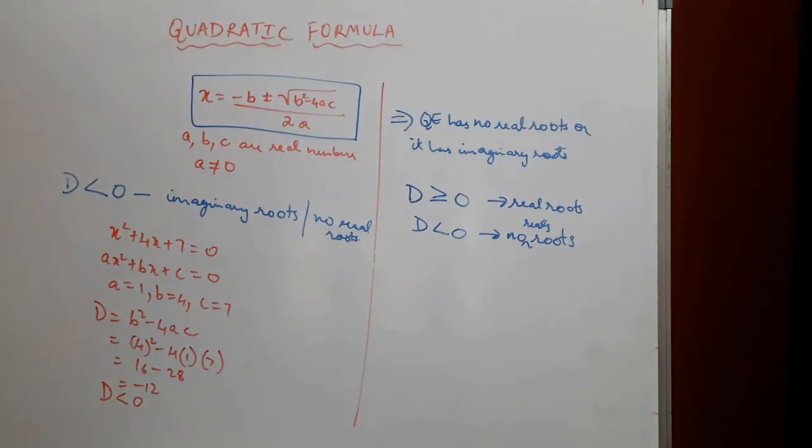With this, we cover the basics of the quadratic formula, and now we are ready to solve some problems based on the quadratic formula to find out roots. So this is another method to find out roots. The first method that we learned was factorization or splitting the middle term. This is another way to find out the roots of a given quadratic equation.